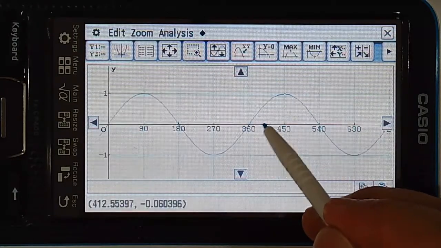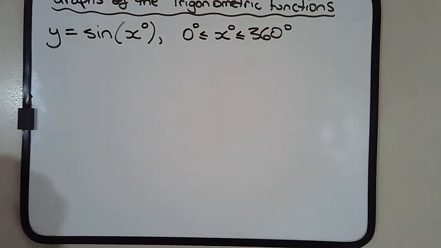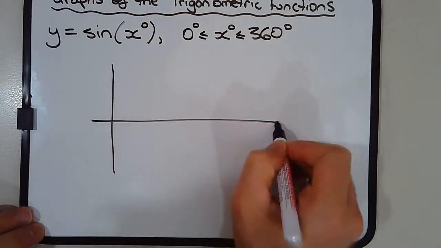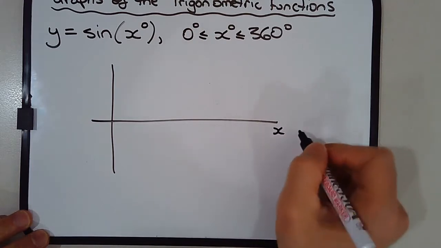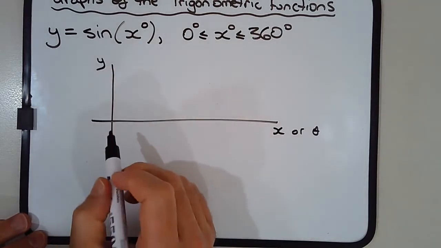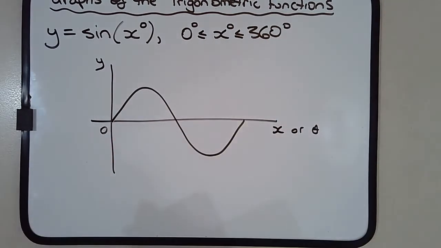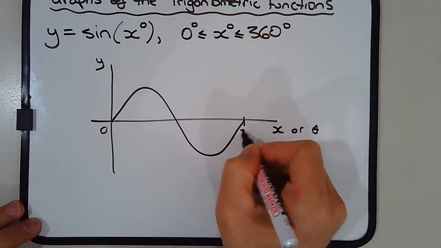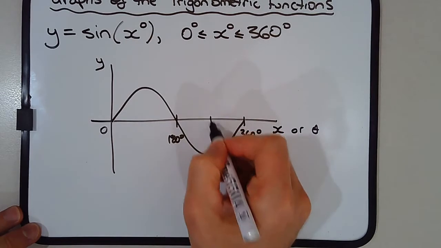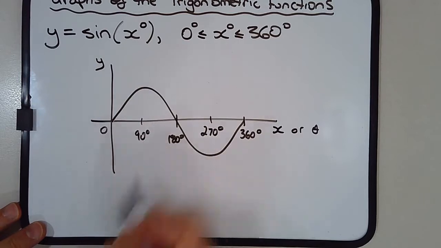So I'll zoom back out again. You can do this fairly quickly. If you have grid paper, it's obviously a bit easier, but if you have to draw that freehand, that's x, or theta if you like, whatever you like. There's our y value, there's our origin, and I'll draw as smooth as possible. There's our 360 degrees. This is our 180 degree mark. This is 270 degrees. And our peak occurs at 90 degrees.